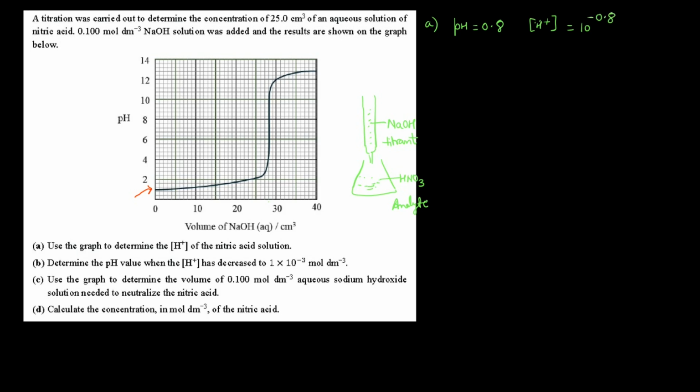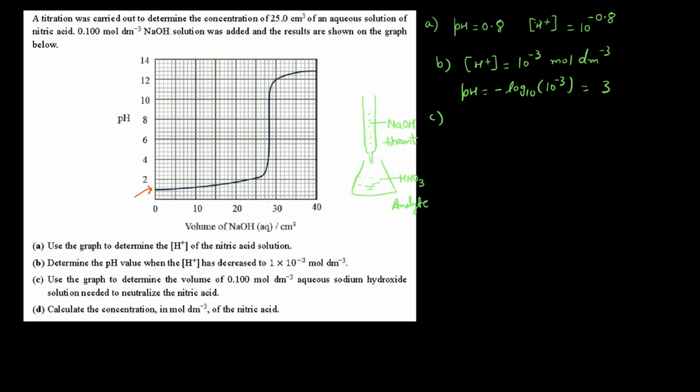Okay, so this will be the value. Second, determine the pH value when H plus ion concentration decreases to this. So H plus ion concentration now becomes 10 to the power minus 3 mole per dm cube. So the pH will be equal to minus log to the base 10 of H plus ion concentration. So this comes out to be 3.